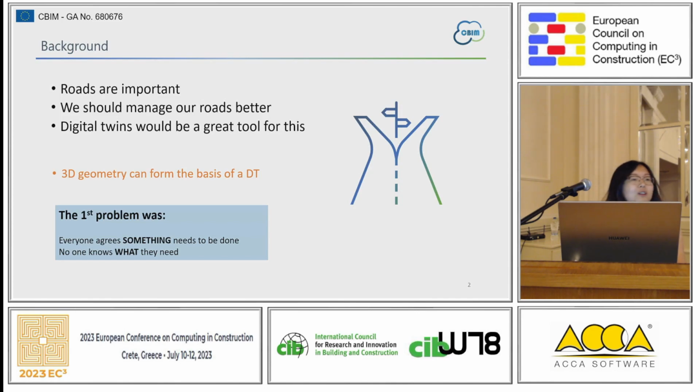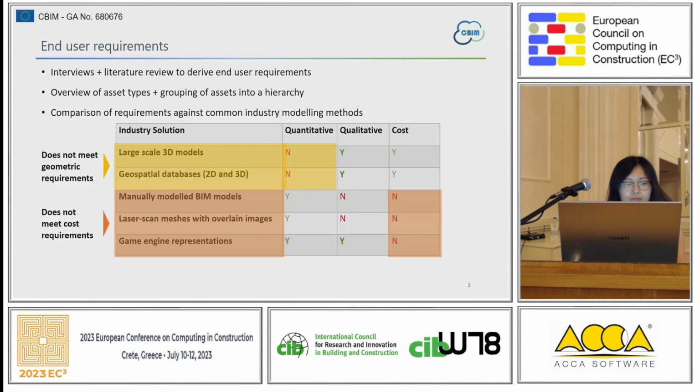So the first problem in going into this was that when you talk to people working in road maintenance, road operations, etc., everyone agrees that something needs to be done, but no one knows exactly what they need in terms of a 3D model. So that was actually the first part of the project that had to be done. We had to find what the end user requirements are.